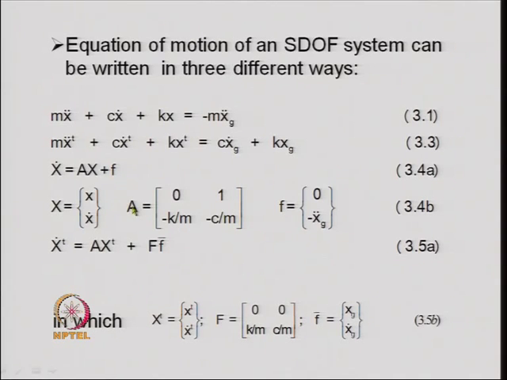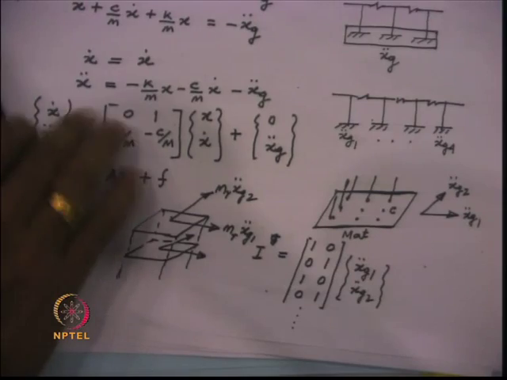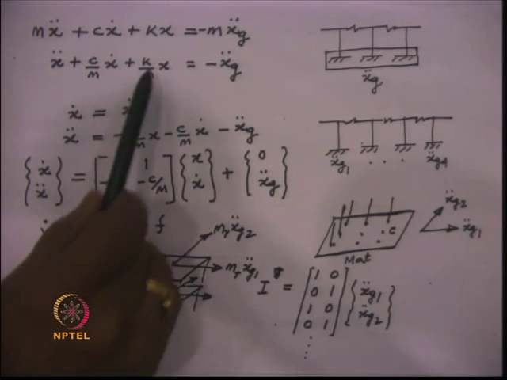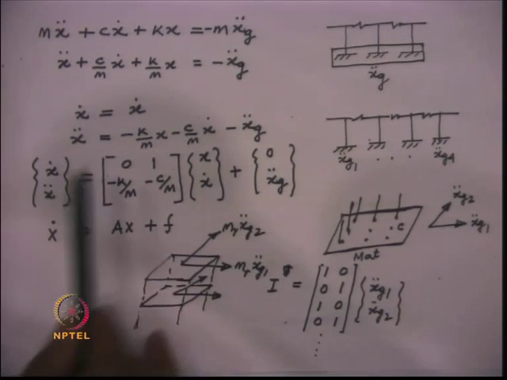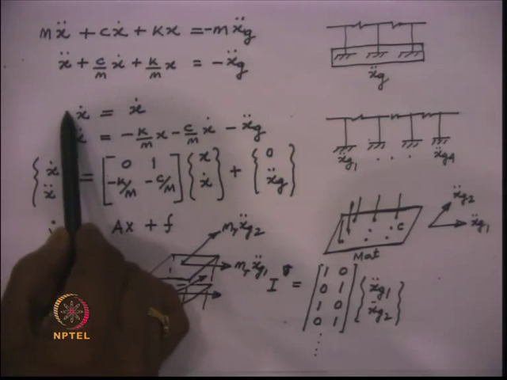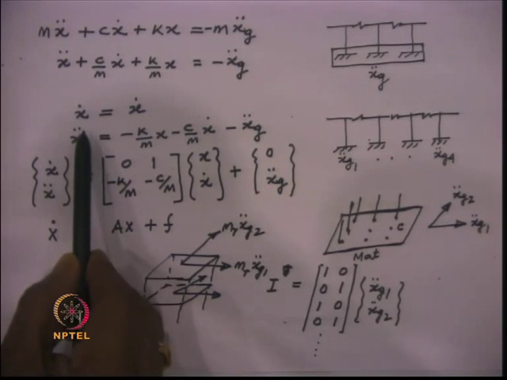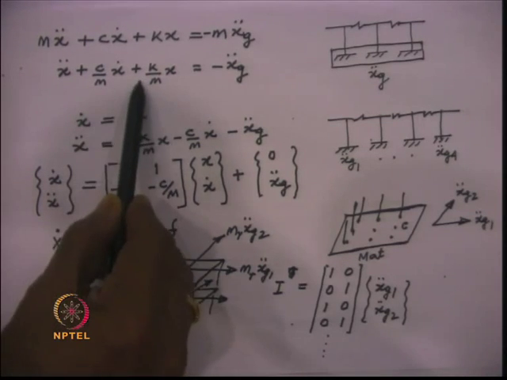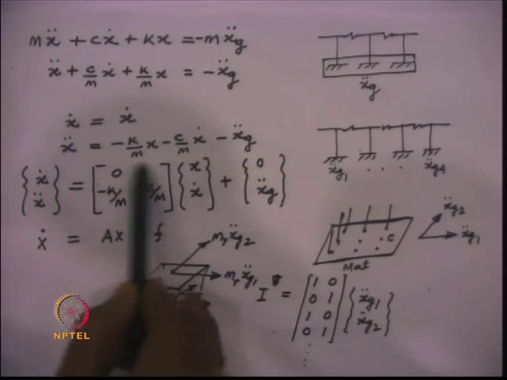Let us now try to derive this A matrix and the F matrix. For that, we divide this original equation by M. We have c by m and k by m instead of c and k, and the M on this side vanishes. Then you write down a redundant equation, x dot is equal to x dot. Then we write the equation as x double dot is equal to minus k by m x, that is, we take both these two terms onto the right hand side, and we get an equation like this.